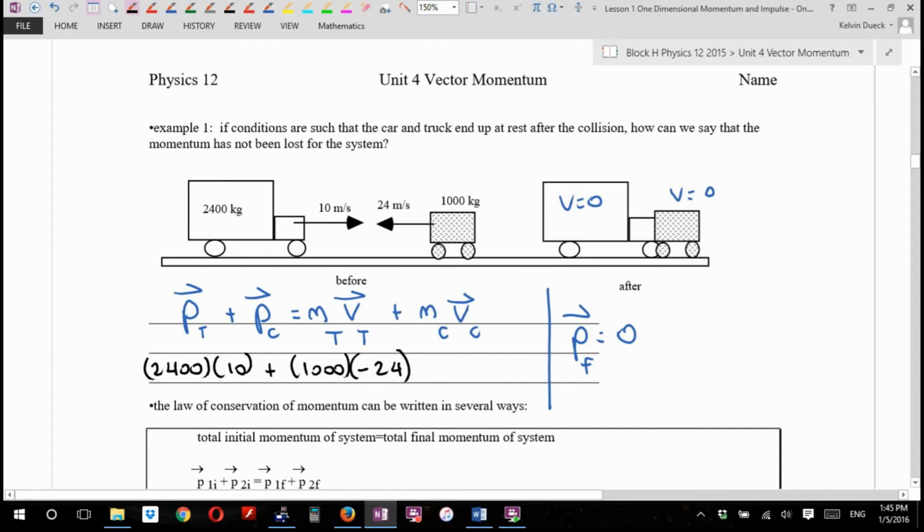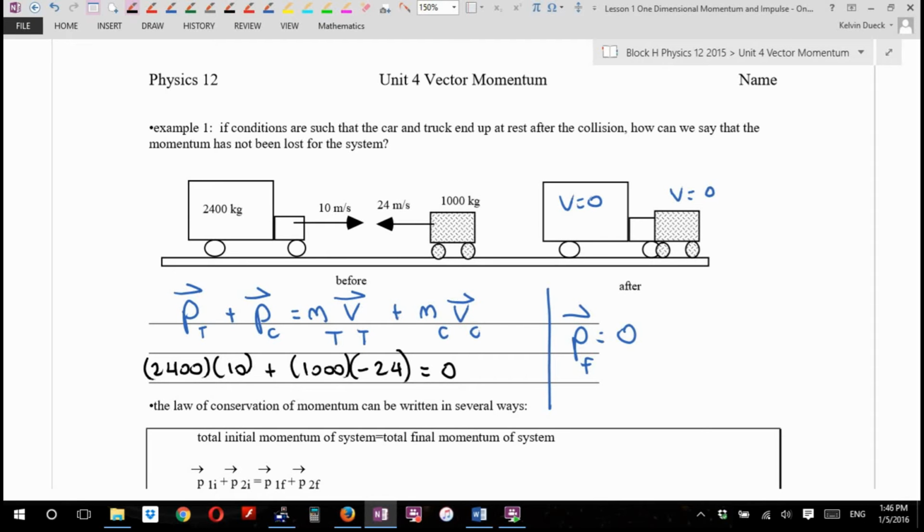I cooked these numbers on purpose, but you can see we get 24,000 plus negative 24,000. What was the amount of momentum before the crash? 0. What was the amount of momentum after the crash? 0. Momentum was conserved. We didn't lose or gain any. Yeah, this would have been a car crash where each vehicle had identical momentum, so they just stopped. Okay? That won't always be the case.